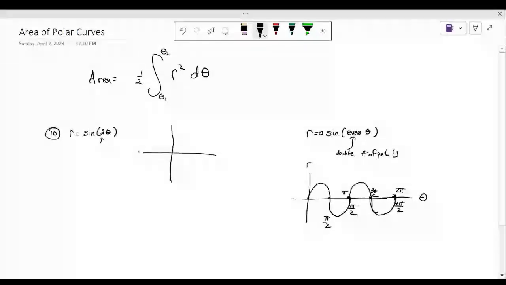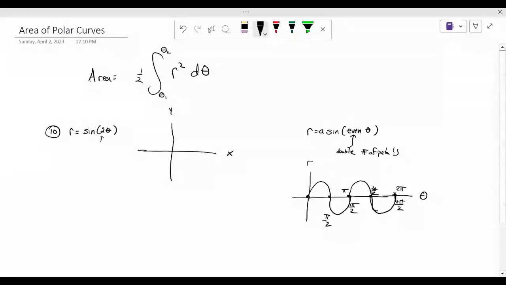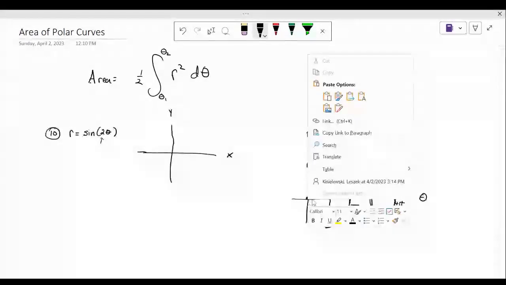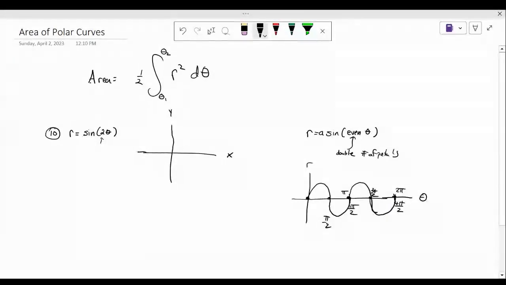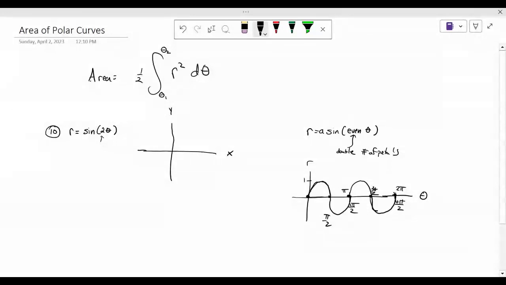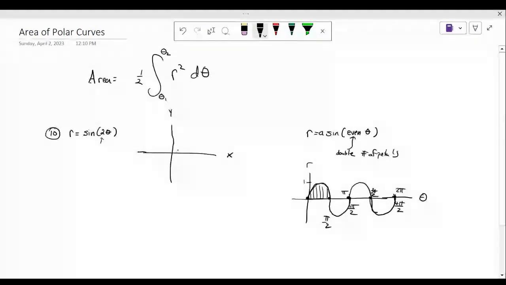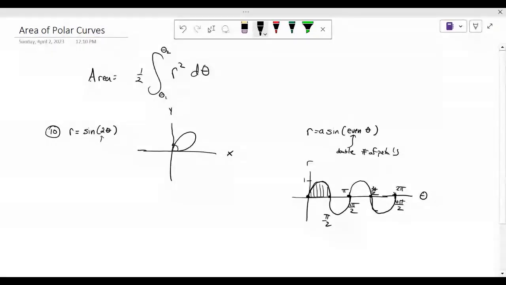So let me translate that into a curve. Notice that as theta goes from 0 to pi over 2, r goes from 0 to some amplitude and back to 0. And that's going to define a petal, right? So as theta goes from 0 to pi over 2, r starts at 0, goes to some maximum value, and comes back. So that's a petal.